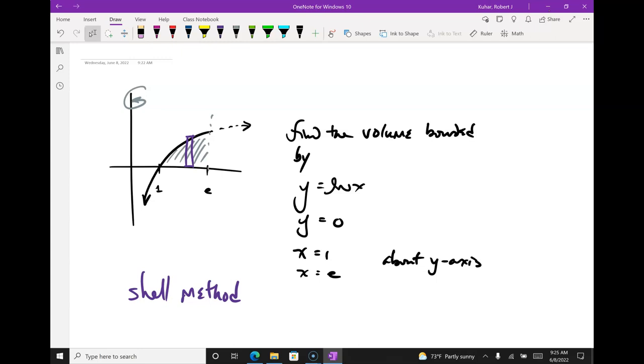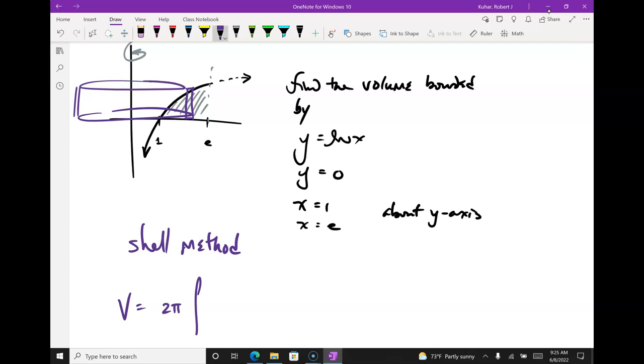Well, you can see that one soda can cross section I get from that rectangle. And you remember that shells are 2πr's. Shells are my perimeter instead of the volume. I'm sorry, the area. So I know I need a 2π times the integral of, and what height am I going to use here? I'm going to use ln x, and x equals e, so that's ln of e, that's 1. Make sure you agree with me there.